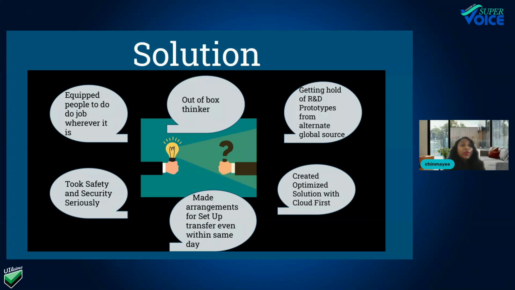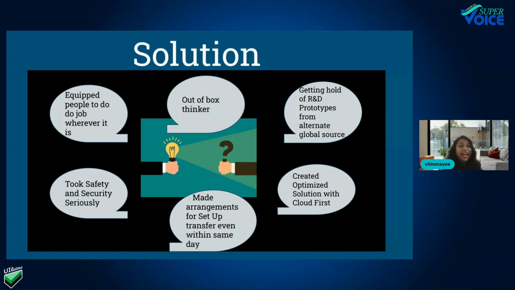The fifth and most challenging one was getting hold of the R&D prototypes from alternate global resources. It was planned that she would get some consignments from the source company. But because of the regulations and restrictions in place, she had to talk to the manufacturers and suppliers to get hold of the same prototypes directly from the factory outlet in neighboring countries.